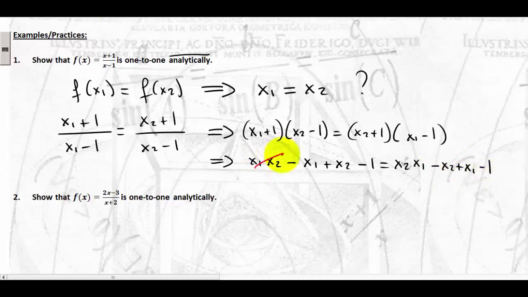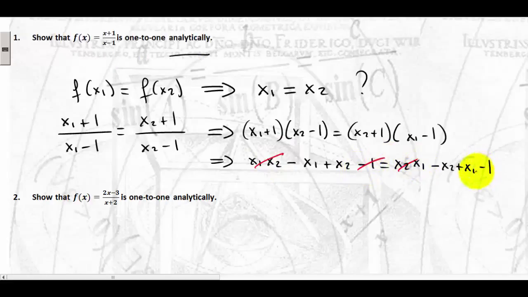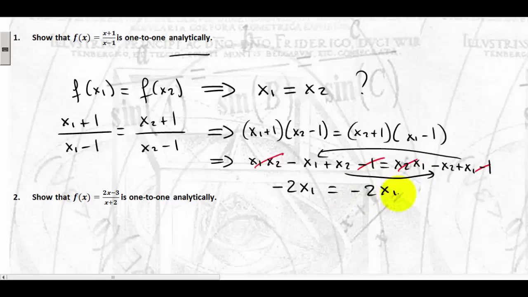So this goes and this goes. Now what do I have? I have, let me see, negative x1. So I'm going to move all my x1 on the same side, right? So I would have negative 2x1 equals negative 2x2. Oh, okay, well, that means that x1 equals x2. Got it. I proved it analytically. This function is one-to-one. Therefore, it has an inverse function.